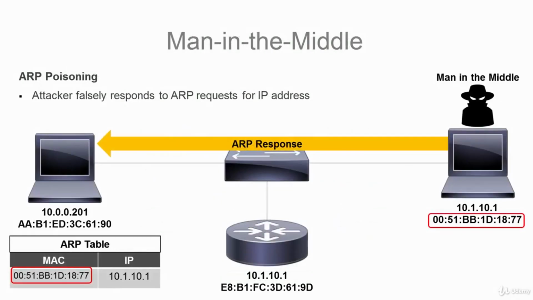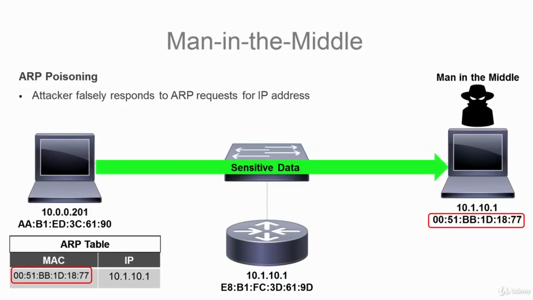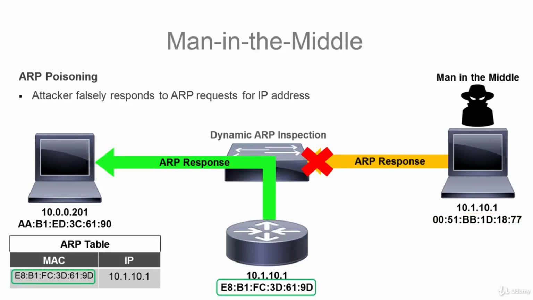ARP poisoning can be used by attackers by responding to ARP requests to gateways, causing the victim to send all of their data to the attacker. ARP poisoning can be prevented with Cisco switches by enabling the dynamic ARP inspection feature. This feature ensures that malicious ARP responses are not forwarded across the switch.